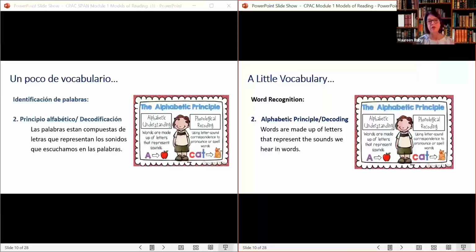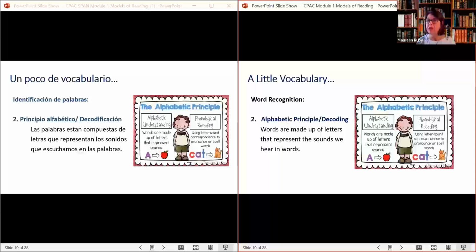A little bit more vocabulary on word recognition, the alphabetic principle. Words are made up of letters, and the letters don't make sounds. Letters are just inanimate representations. They represent the sounds that we hear in words. So with the alphabetic principle, when kids are learning the sounds, they should also be learning what letter represents those sounds.